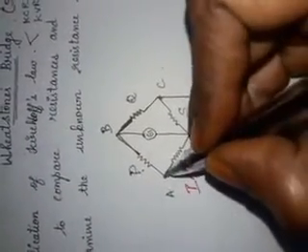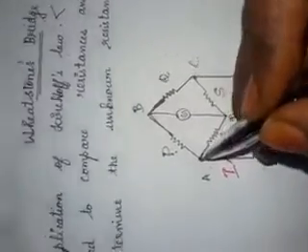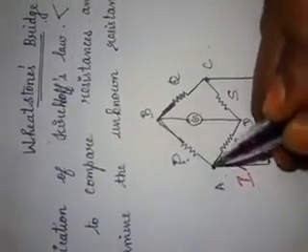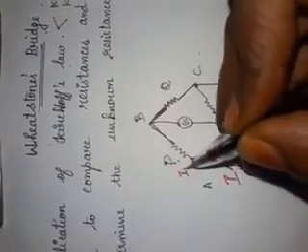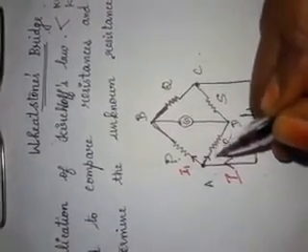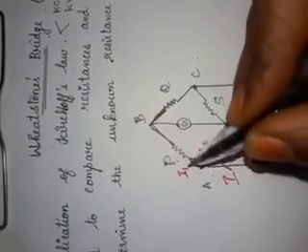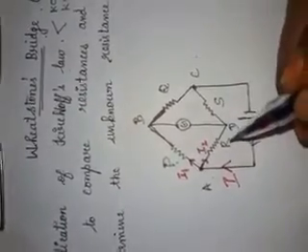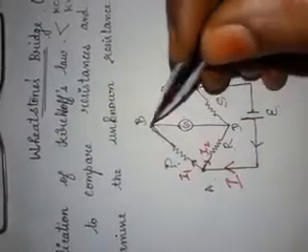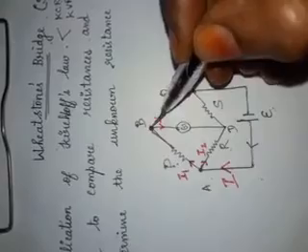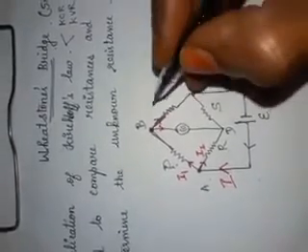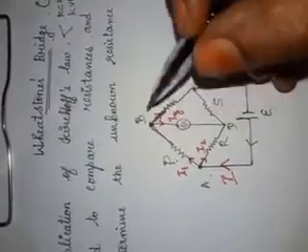Now what happens when this current reaches the junction A? It has 2 directions to move about. So it gets split as I1 and I2 here, I1 across P and I2 across R. Now this I1, on reaching the point B, again has 2 ways. One is I3 across Q and Ig across the galvanometer.